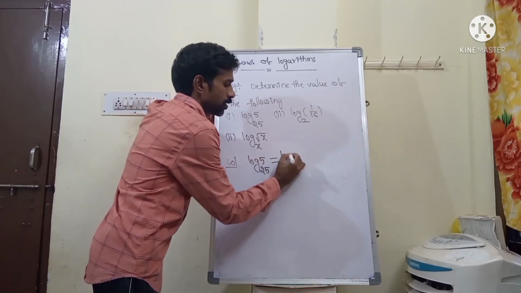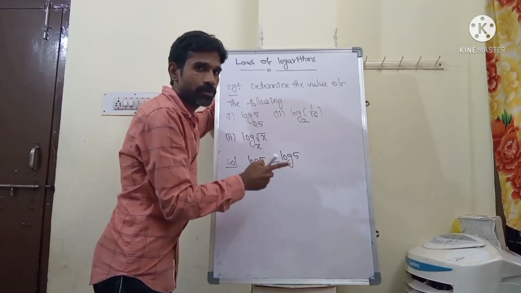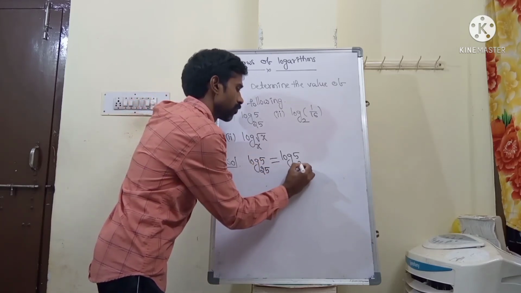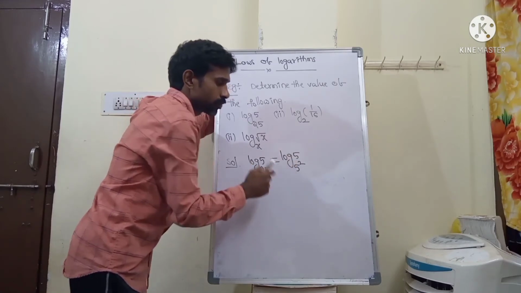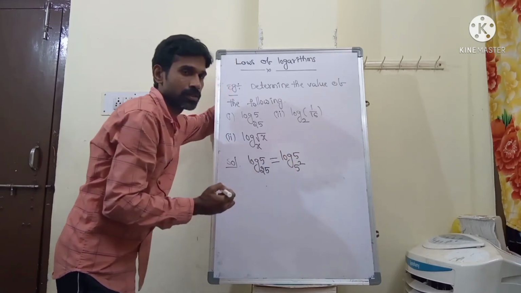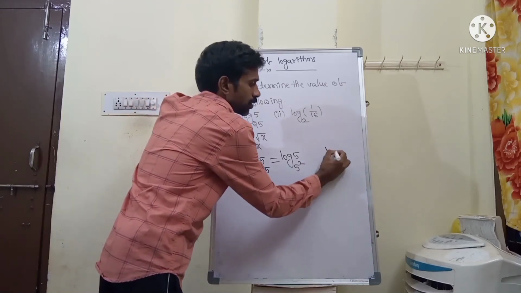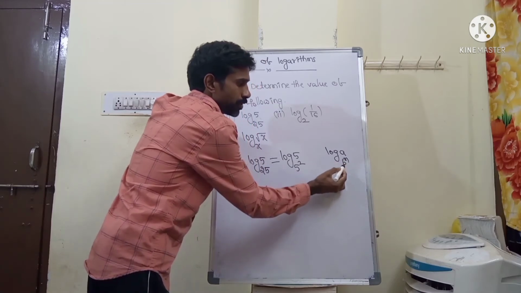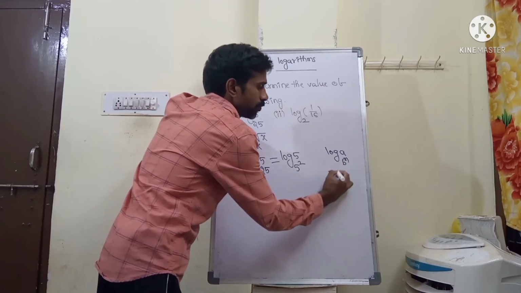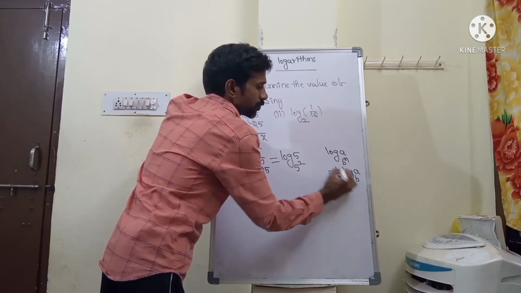I'm writing it like this: log 5 base 25. 25 is 5 into 5, 5 square. So here log 5 base 5 power of 2, the base having power 2. Suppose log a base b power of m. Here the base b having power m, it becomes 1 by m into log a to the base b.